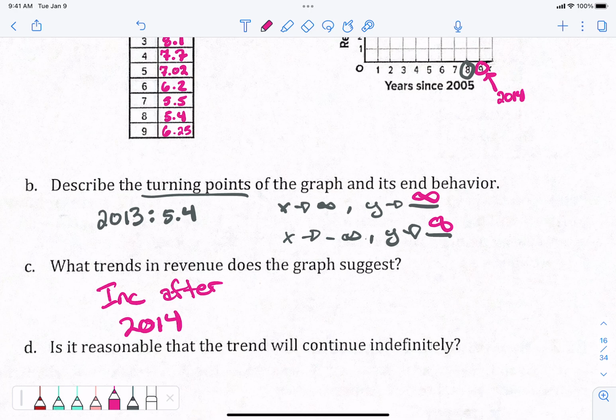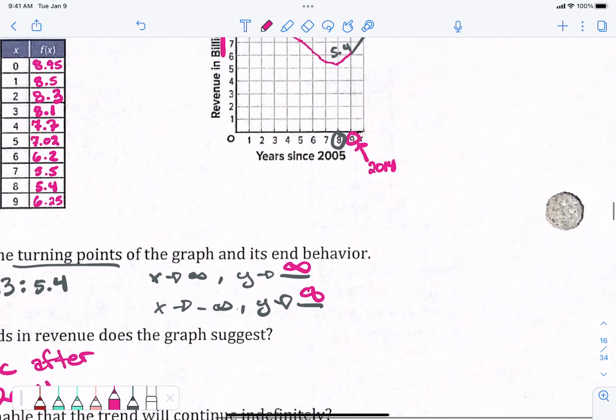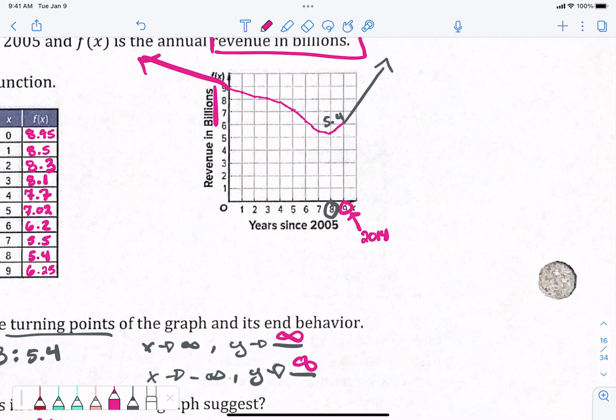D says, is it reasonable that this trend will continue indefinitely? Will it continue to increase forever upward? No. How come? Money. Okay, this was 2014. I don't know when Netflix really got big and when Disney Plus really got big, but people quit going to the movie theaters. I don't know if it was a direct result of Disney Plus and Netflix, but I'm going to guess that probably had something to do with it, right? People want to watch movies from their living room, not actually go to the movie theater. So if I can buy a brand new movie that just came out on Amazon Prime or Netflix or something like that, I'm going to sit and watch it at home, right? So it's probably going to decrease.